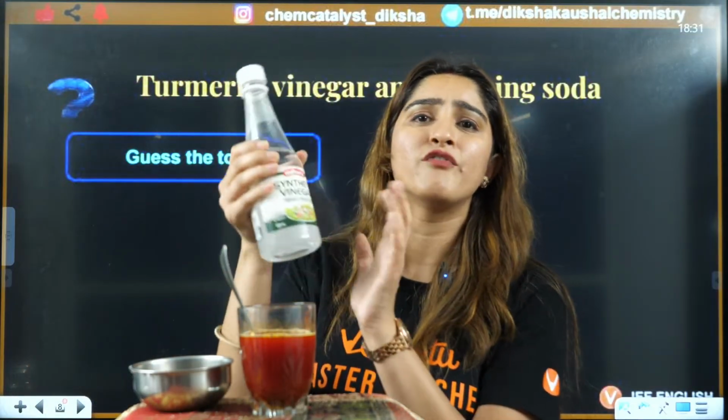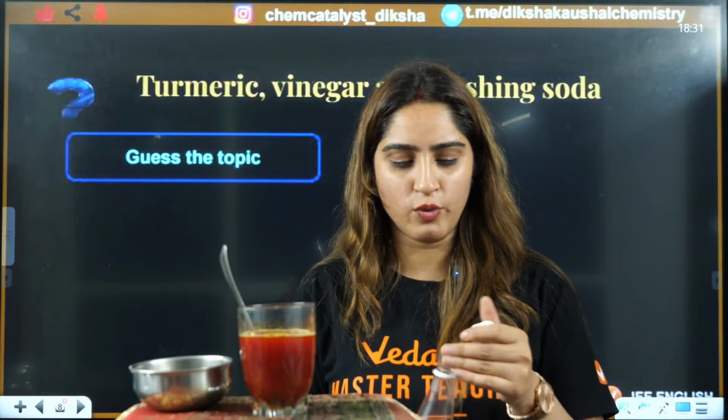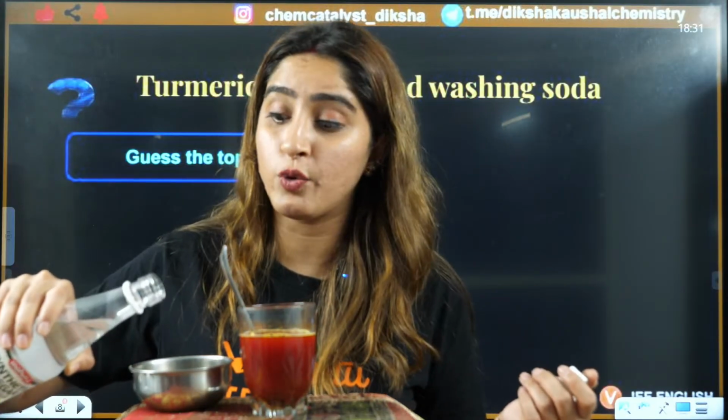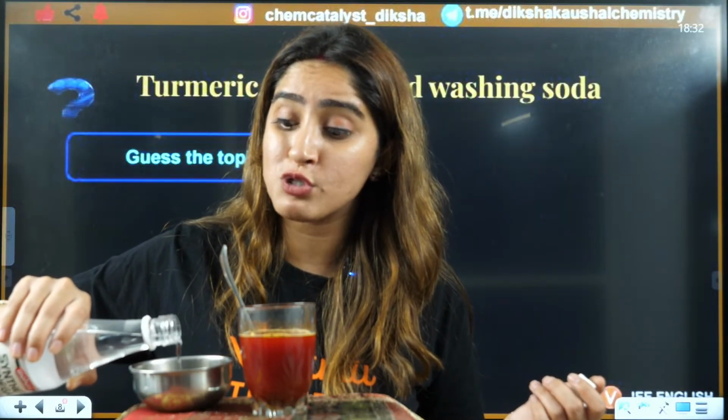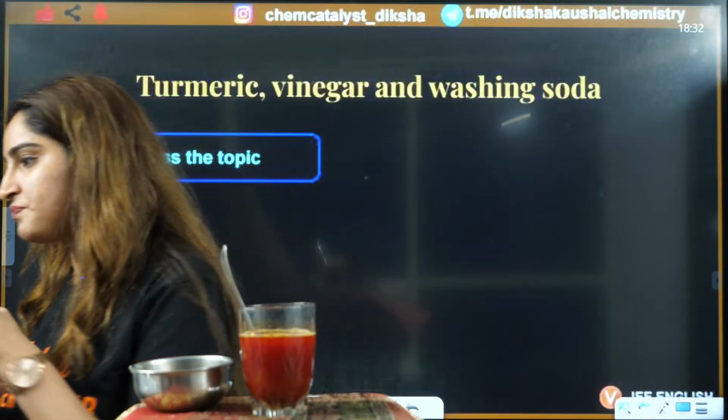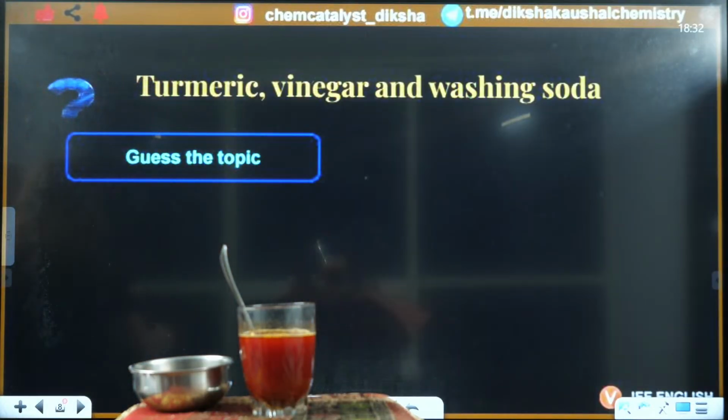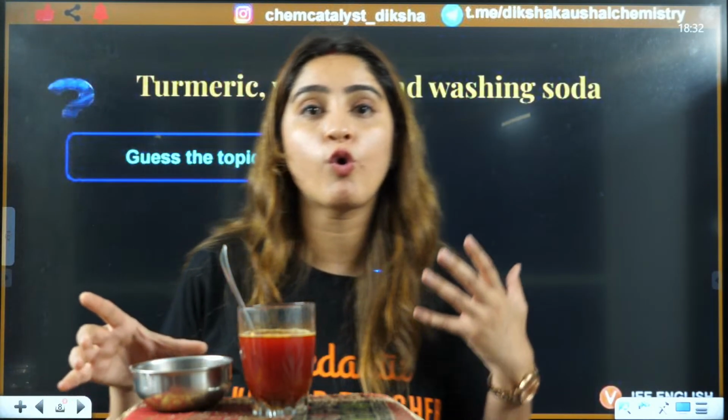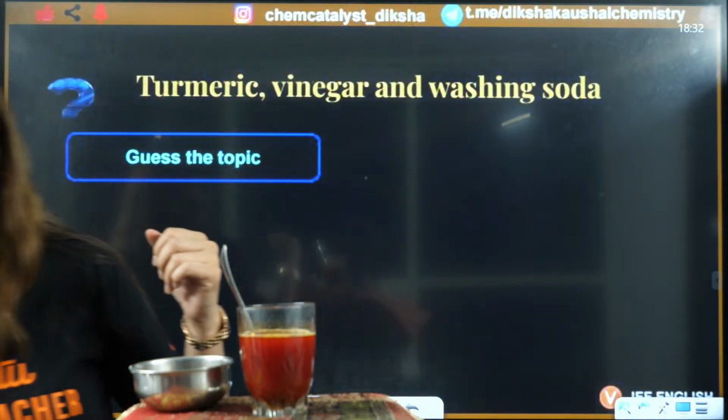You can see this is the vinegar. Any vinegar, any company. You can also use any acid here. You can use citric acid. You can use lemon also. Anything, any acid. But because vinegar is in a more concentrated form, that's why I have used it.